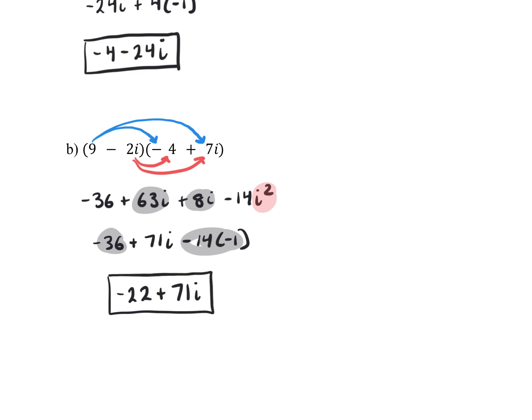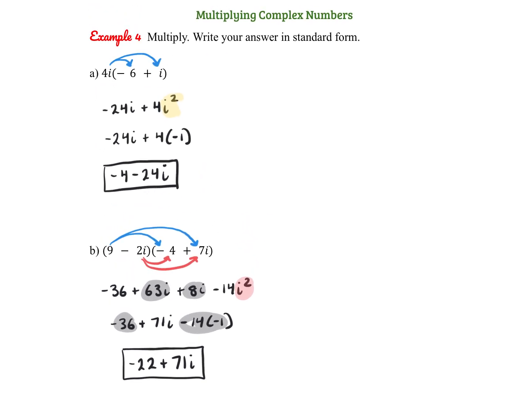So just look for ways to simplify or reduce your higher powers of i, and then combine any terms that are the same. But again, you can see that it's really similar to multiplying with any other variable.